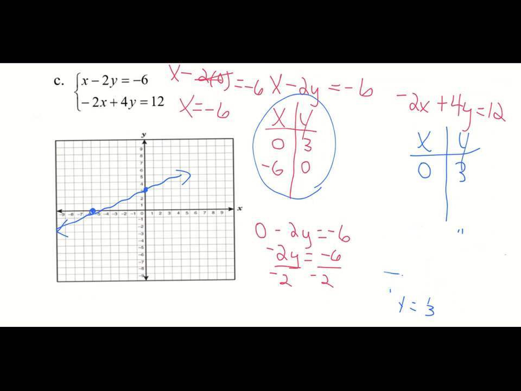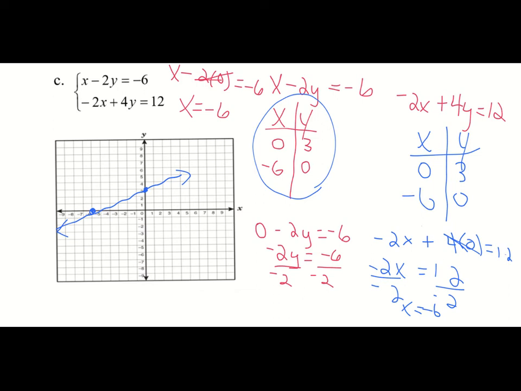All right, next, let's put a 0 in for y. So we'll have negative 2x plus 4 times 0 equals 12. And again, 4 times 0 is 0, so we don't need it. Negative 2x equals 12, divide by negative 2. So x is going to equal negative 6.